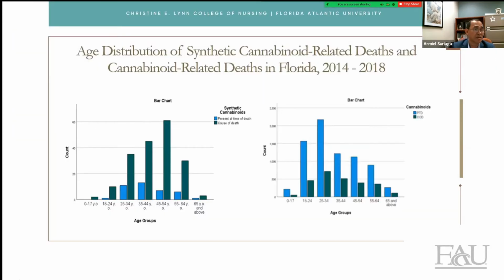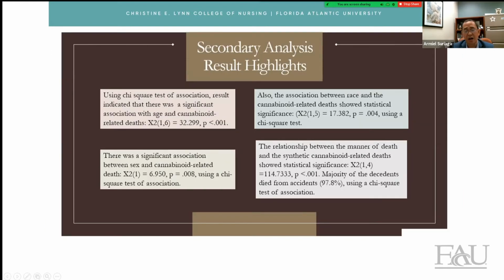So here we have the age groups that are mostly affected. For synthetic cannabinoids, we have 35 to 44 years old. And then we have 25 to 34 years old for the cannabinoids. This is our statistical analysis. We looked at whether there is an association between age, gender or sex, and the manner of death of people using the substance. Using the chi-square test of association, there were significant associations or relationships when we examined the socio-demographic variables in this study.